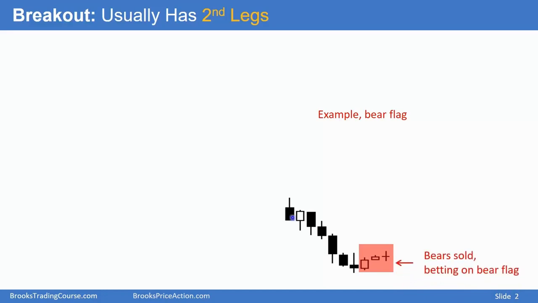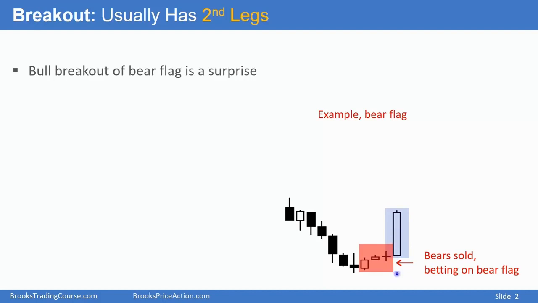If you have a bear trend and then a small pullback like this, a bear flag, the probability is you get the bear breakout. So if you get a bull breakout, that's a surprise. It's a low probability event. And here we're getting the bull breakout. Traders expected the opposite. They expected a bear breakout, and instead they got a bull breakout. So traders are trapped in and out.